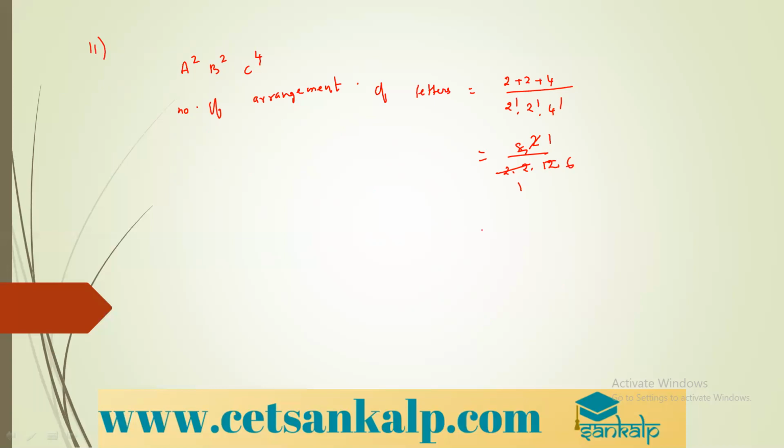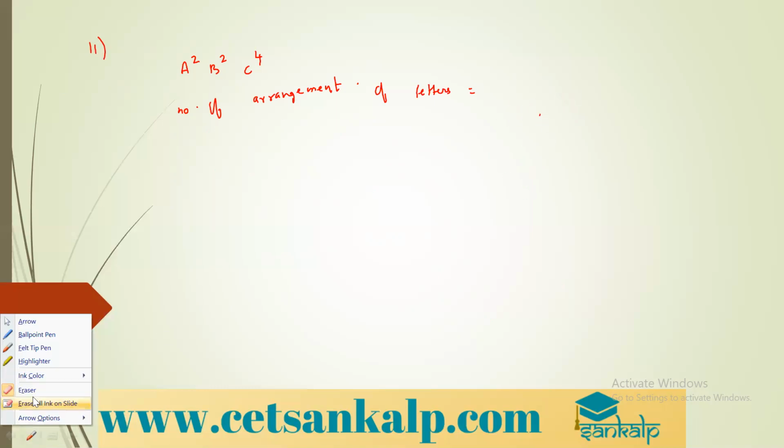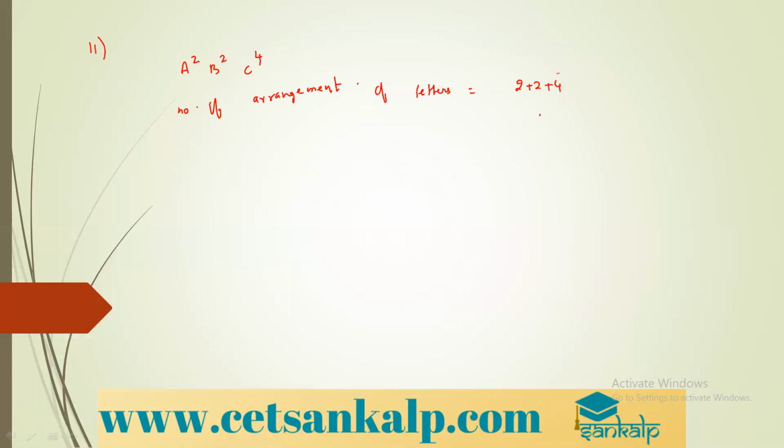But here, a fraction like 1 by 6 is not correct. Factors like that will not be there in permutations and combinations. So what do you have to do? Total how many letters do you have? 2 plus 2 plus 4. This you have to take factorial. Because 2 A's are repeating, 2 B's are repeating, 4 C's are repeating. Like this you have to take.